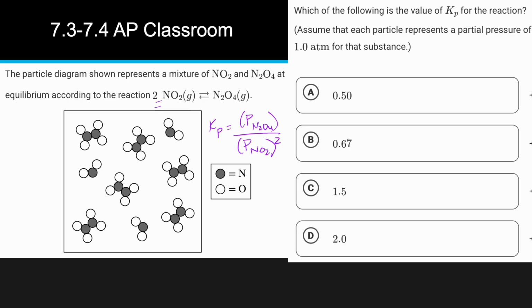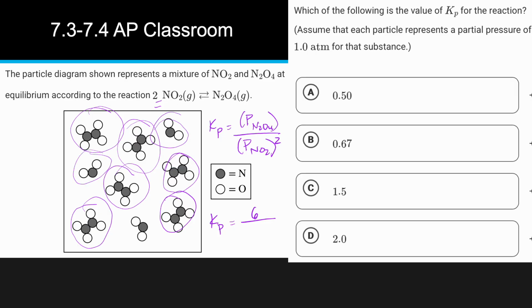So now let's plug in our amounts in atm for each of those substances. Let's start off with my product, N2O4. I have 1, 2, 3, 4, 5, 6. So 6 is going to go on top. And for my reactant, I have 1, 2, 3. So it's going to be 3 squared on the bottom. When I do that, I end up getting 0.67. And that is my answer for this question.